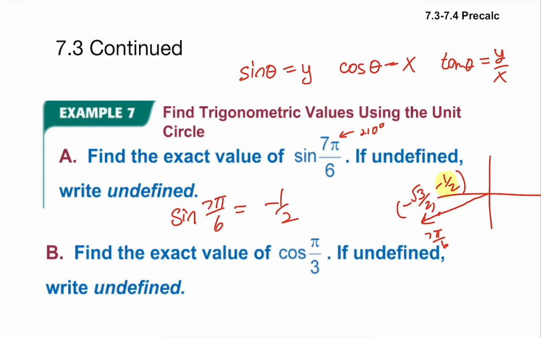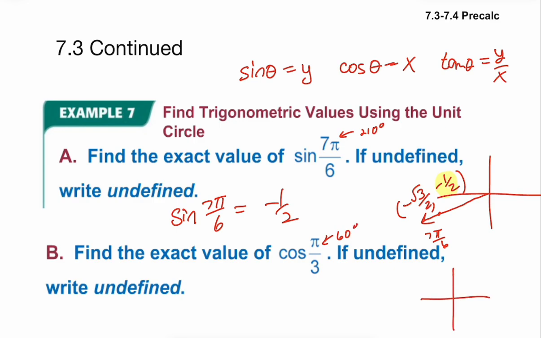Now let's continue this process for 7b. It says find the exact value of the cosine of pi over 3. Pi over 3 is 180 divided by 3. This is the same as 60 degrees.